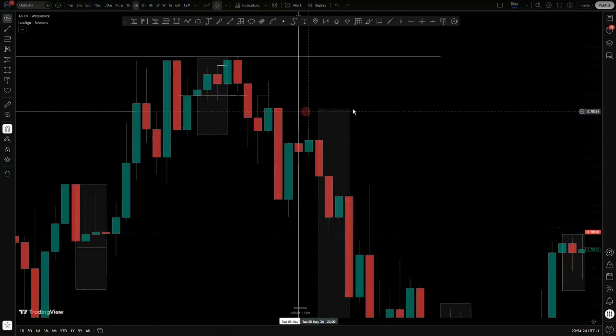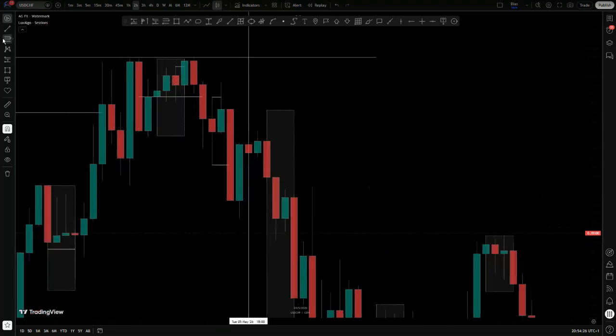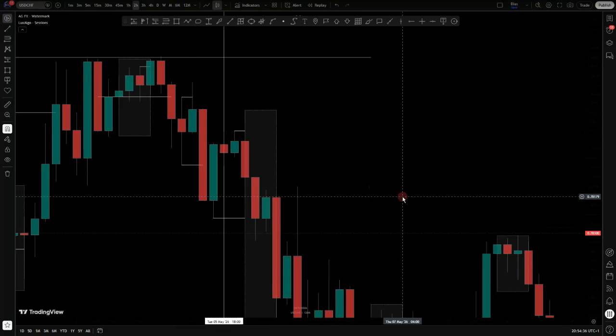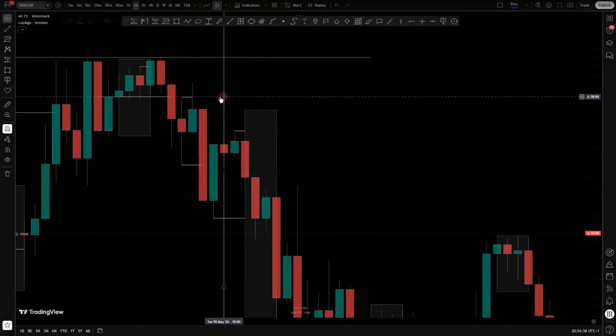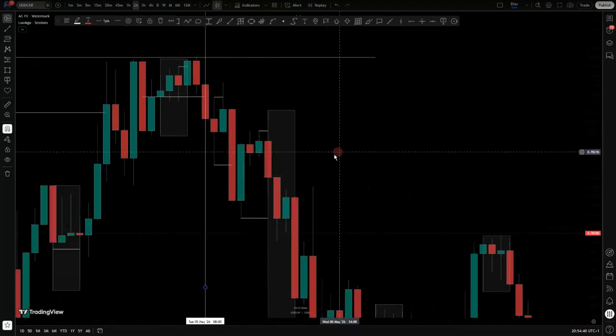Now take a look at what happened again. This led to what? Sweep of this liquidity and a break of what? A break of this structure here. Another range created. And you see how this particular trade gave us three setups.